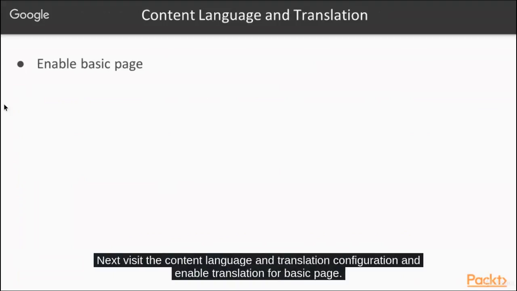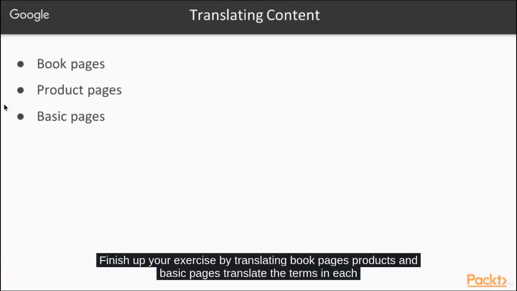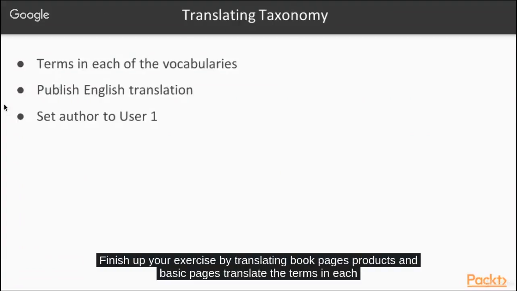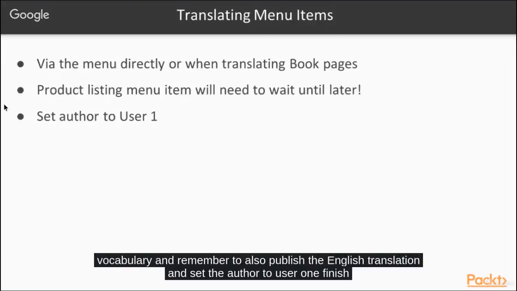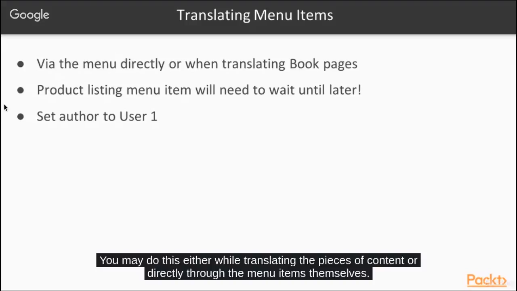Next, visit the content, language, and translation configuration and enable translation for basic page. Finish up your exercise by translating book pages, products, and basic pages. Translate the terms in each vocabulary, and remember to also publish the English translation and set the author to user 1. Finish up by translating the menu items. You may do this either while translating the pieces of content or directly through the menu items themselves.